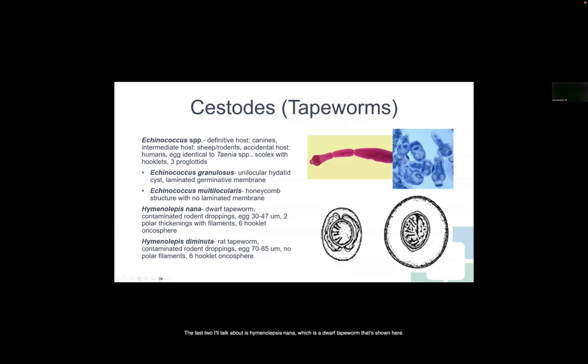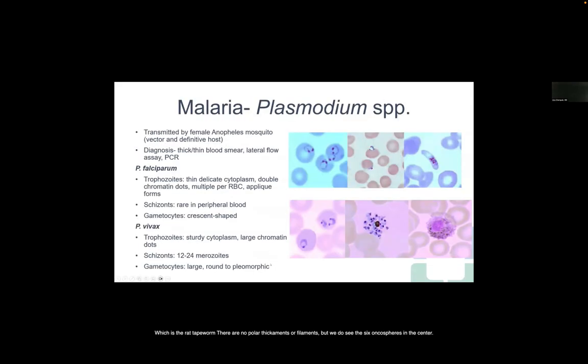The last 2 I'll talk about is Hymenolepis nana, which is the dwarf tapeworm that's shown here. The egg has these 2 polar thickenings that are attached via filaments and then 6 hooklets. We'll contrast that with Hymenolepis diminuta, which is the rat tapeworm. There are no polar thickenings or filaments, but we do see the 6 hooklets in the center. And then we'll wrap up the presentation by talking about some blood parasites.